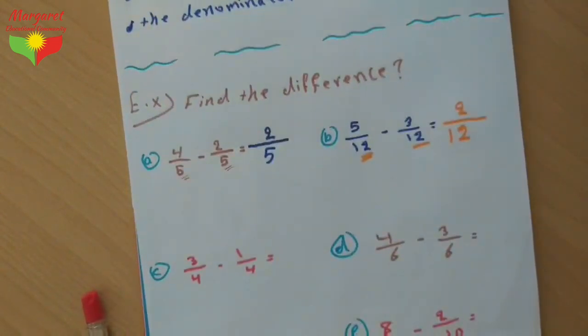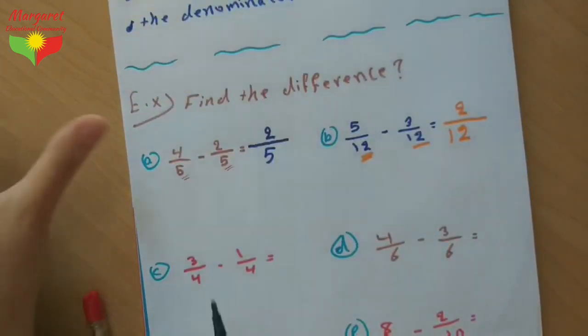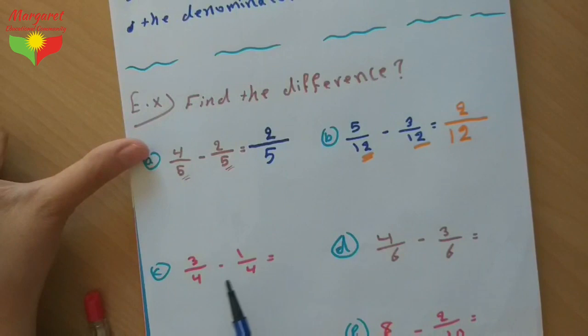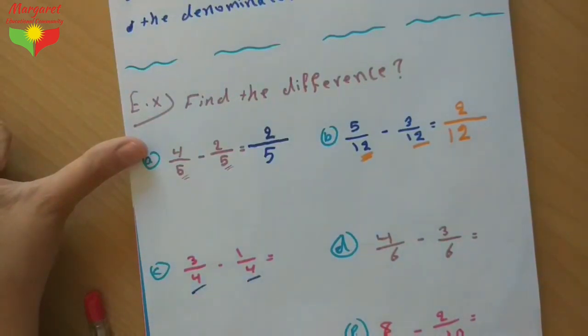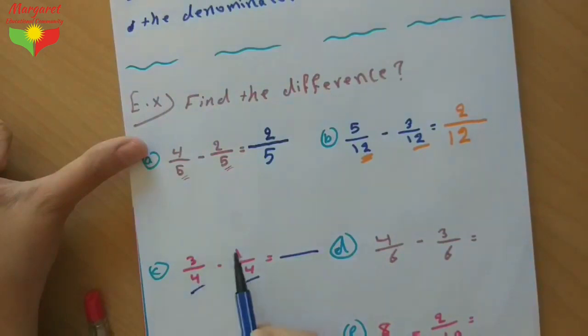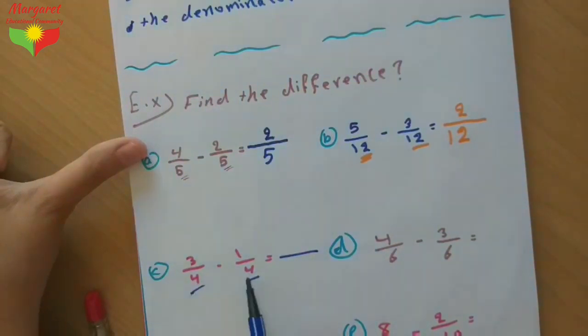For part C, 3 over 4 minus 1 over 4. The two fractions are like fractions because they have the same denominator, number 4. So subtract the numerators and the denominator stays the same.